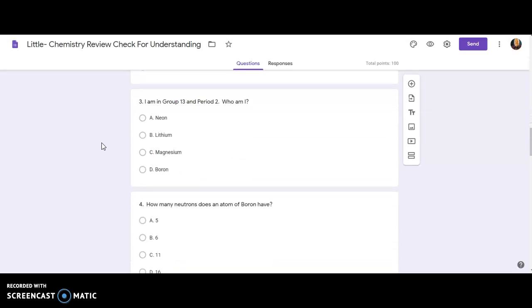Okay, number 3. I'm in group 3 or 13, depending on what you want to use, and period 2. So look at where they intersect, kids. Who am I? Am I neon, lithium, magnesium, or boron?